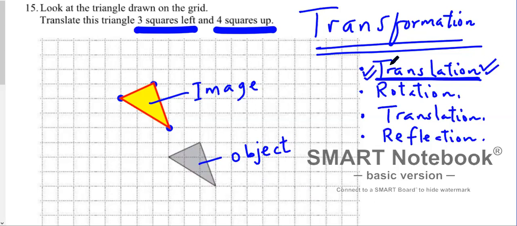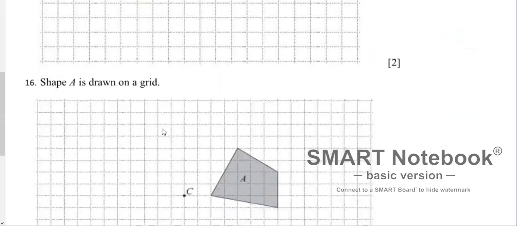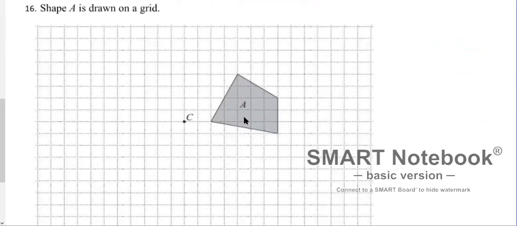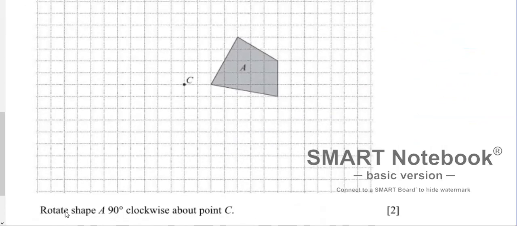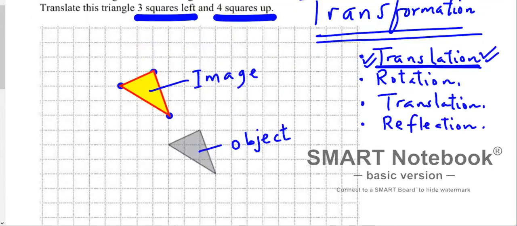Let us move on to the next question. The next question is number 16. This question says, shape A is drawn on a grid. You can see that this is shape A. Now rotate shape A 90 degrees clockwise about point C. So in that case, we'll be talking about rotation. So this part here, rotation.